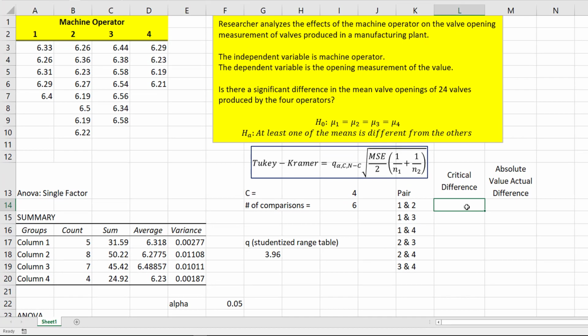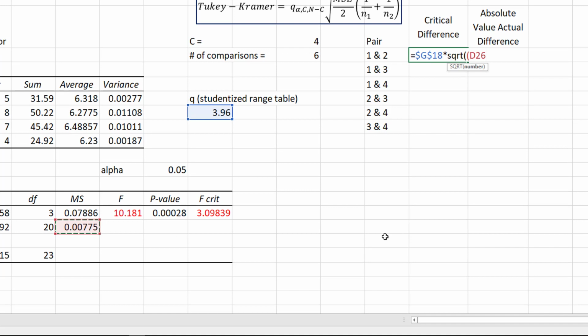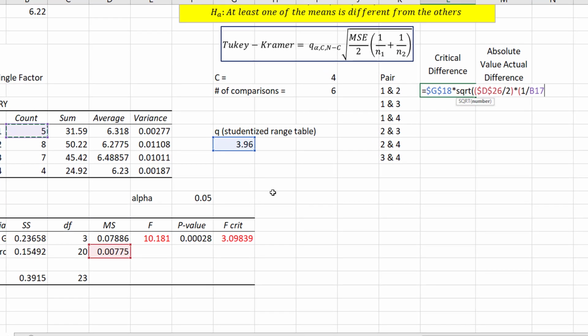Now, this won't be a straight copy, but I'll be able to copy a lot of the same values. I'm going to start with the equal sign. It says put the Q first. This is a value that I always want to reference, so I'm going to do an absolute reference, times the square root. My mean squared error is right here from my table, and that's something I'll always reference, then divided by 2, so that's the fraction, times 1 over the sample size for the first sample, plus 1 over the sample size for the second sample, close my parentheses, and then close my square root. So this gives me my critical difference.